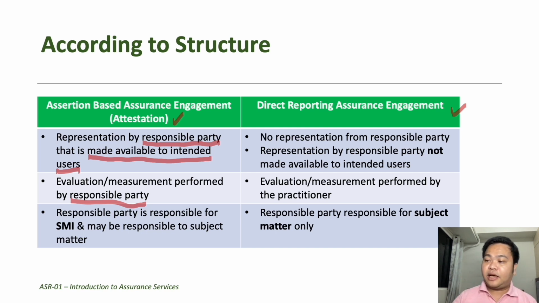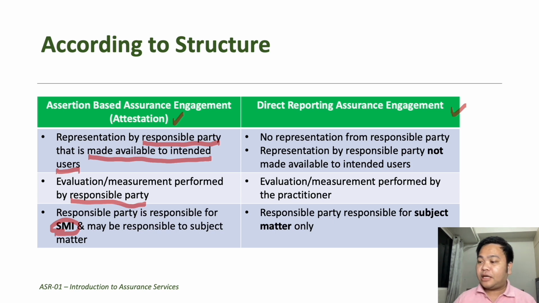Under assertion-based assurance engagement, the responsible party is responsible for the subject matter information and may also be responsible for the subject matter. Meaning to say, the responsible party may be responsible for both the subject matter information and the subject matter, or the responsible party is responsible only for the subject matter information.